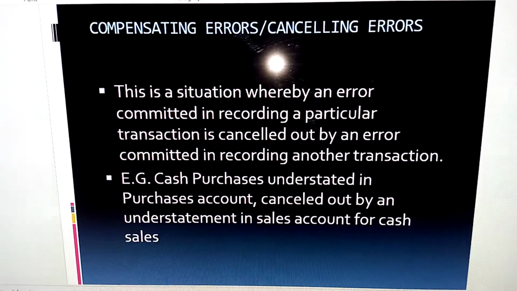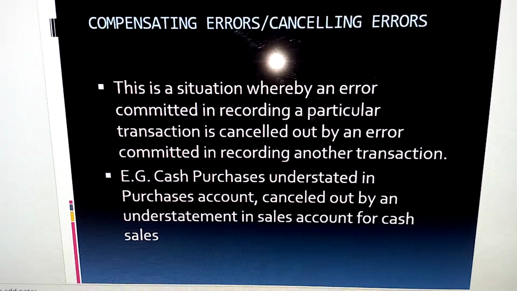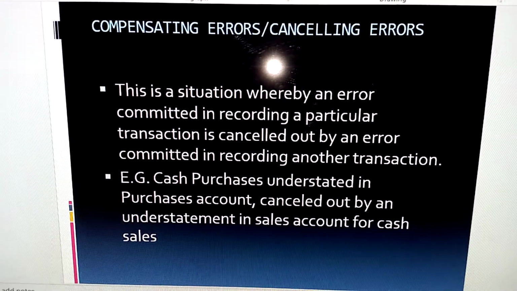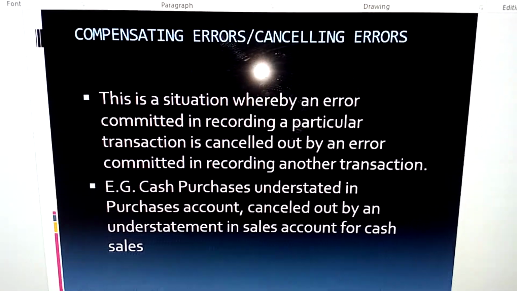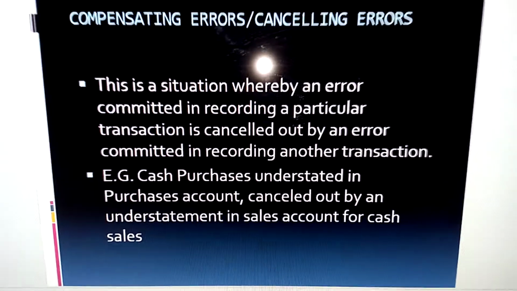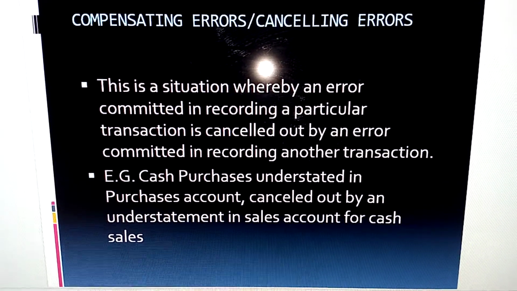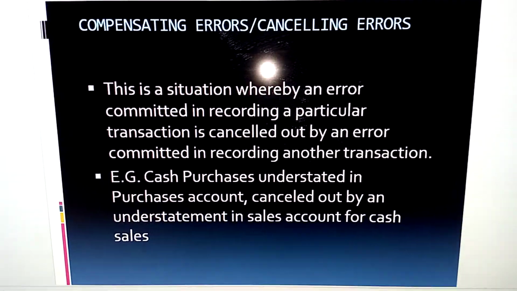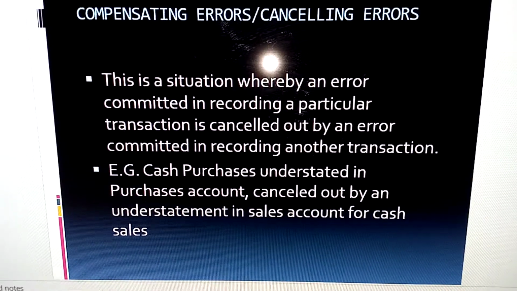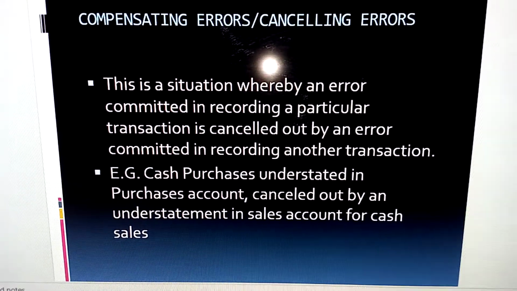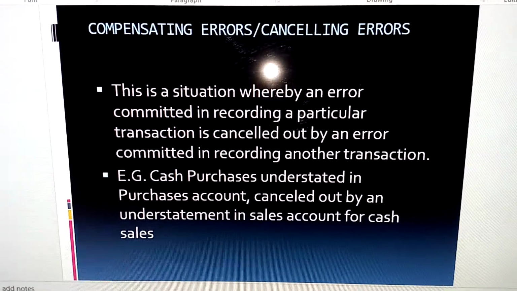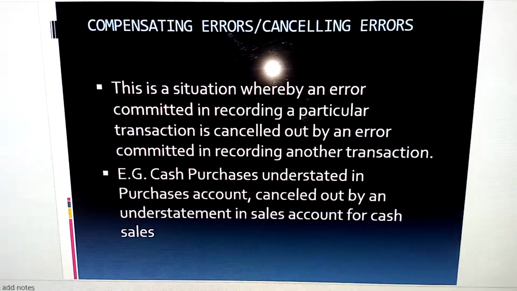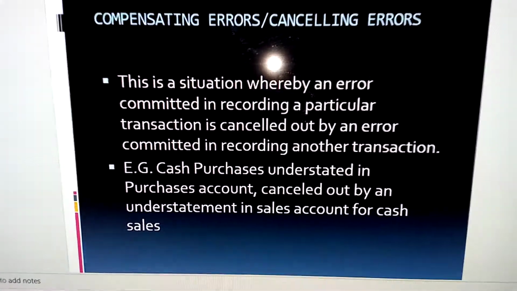In a simple explanation, what I'm saying is, while recording one transaction, there was an error. Now, in recording another transaction, there was an error. The error made in the second transaction cancelled the error made in the first transaction. Such error is called compensating errors or cancelling errors.